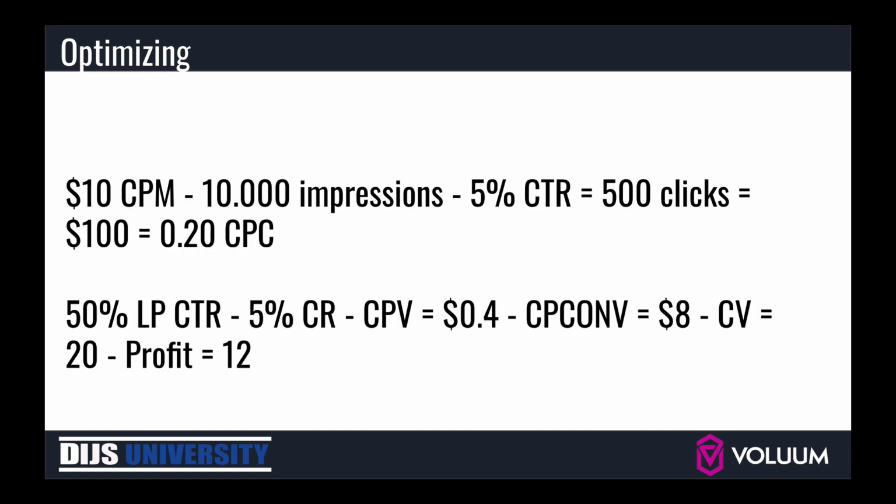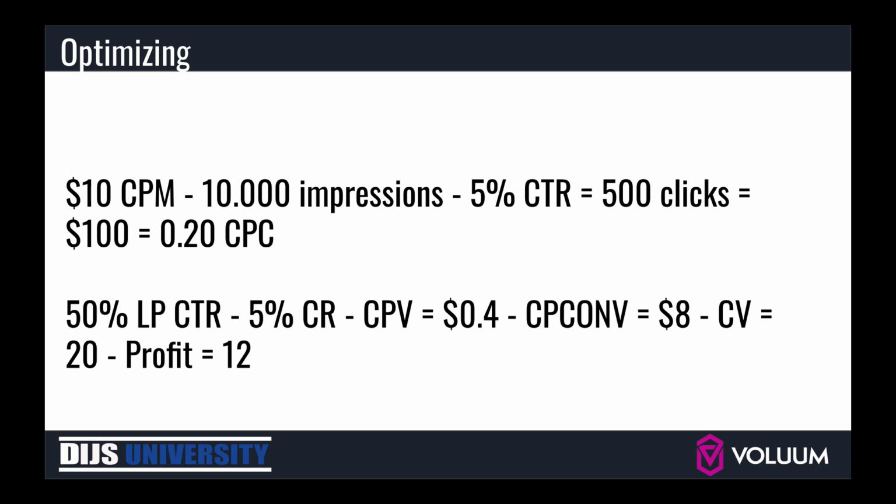So what does this tell us? A $10 CPM gives us 10,000 impressions. With a 5% click-through rate, we'll have 500 clicks. Then it will cost us $100, $10 CPM times 10, because we don't want 1,000 impressions, we want 10,000, which will give us an end cost per click of 20 cents. If we have a 50% landing page click-through rate with a 5% conversion, the cost per view will be 40 cents. So the overall traffic, because half of the traffic drops off, so the cost per click goes times 2, 40 US dollars in cents.